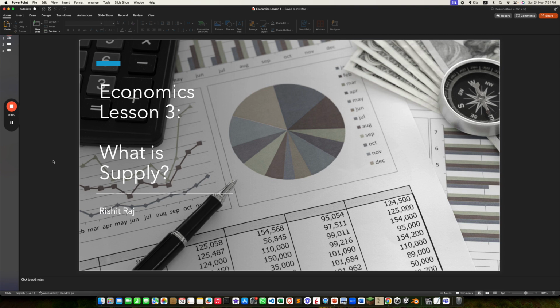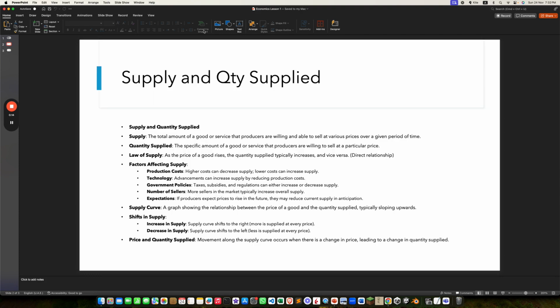I'll be going over my third lesson on economics, and more specifically microeconomics, and we'll be covering just the basics of what is supply. Now, similarly to last video, we'll be differentiating supply and quantity supplied, which are two different things. Supply is the total amount of good or service that producers are willing and able to sell at a given price at a given time.